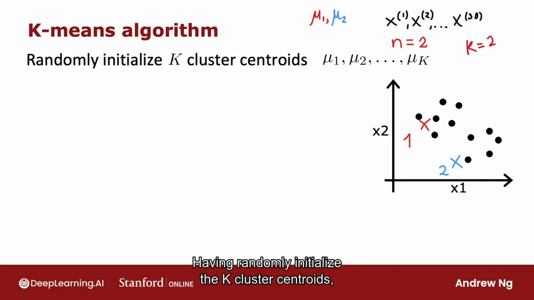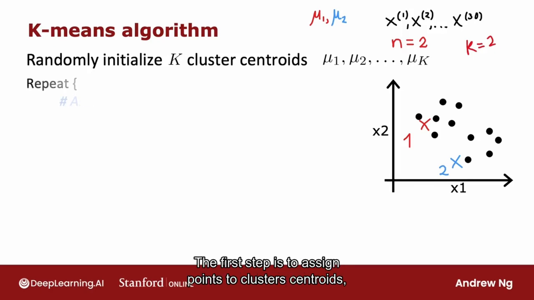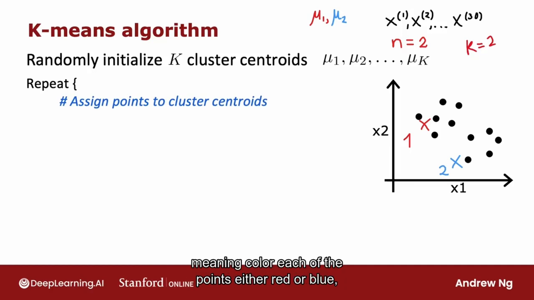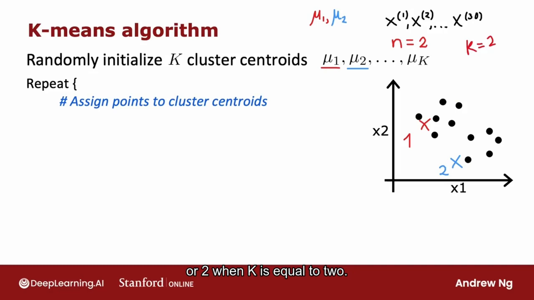Having randomly initialized the K cluster centroids, K-means will then repeatedly carry out the two steps that you saw in the last video. The first step is to assign points to cluster centroids, meaning color each of the points either red or blue, corresponding to assigning them to cluster centroids 1 or 2 when K is equal to 2. Let's write it out in math.